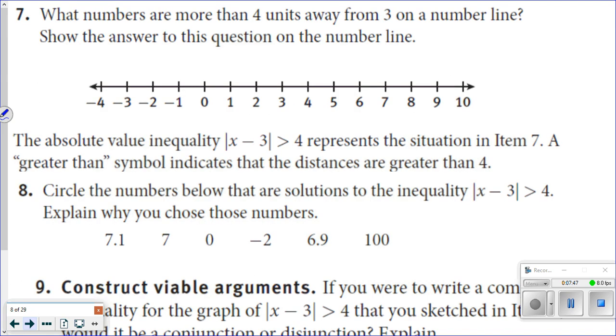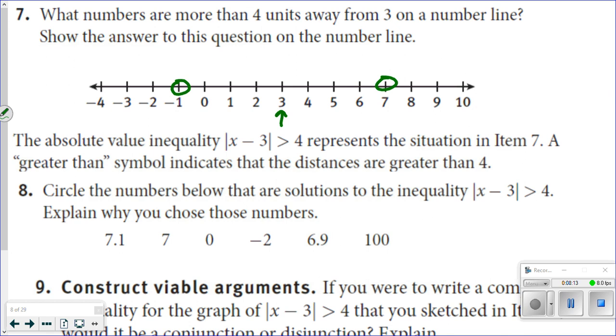Question 7. What numbers are more than 4 units away from 3 on a number line? My starting number here is 3. And we need to move 4 units away. So let's go 1, 2, 3, 4 to the right, 4 to the left.